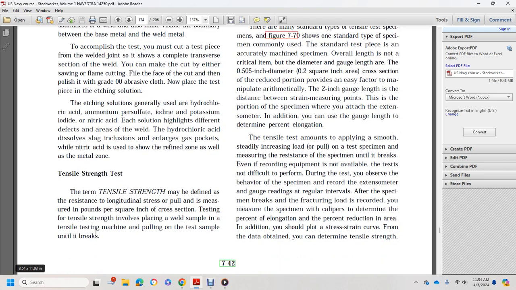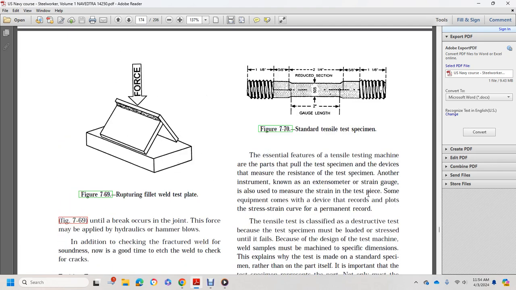All right, the tensile strength test. The term tensile strength test may be defined as resistance to longitudinal stress or pull, measured in pounds per square inch of cross-section. Testing tensile strength involves placing a welded sample in the testing machine and pulling on the test sample until it breaks. Figure 770 shows the test specimen, gauge length, and reduced section.